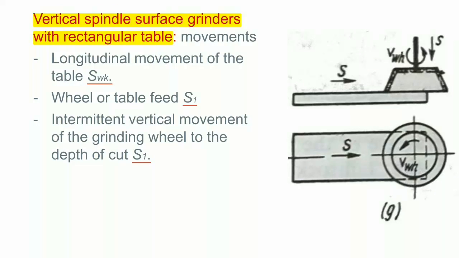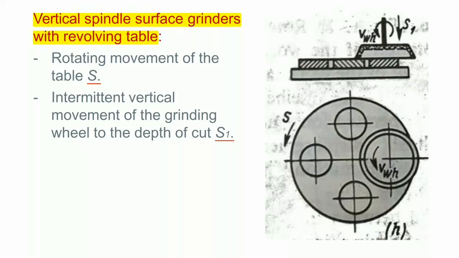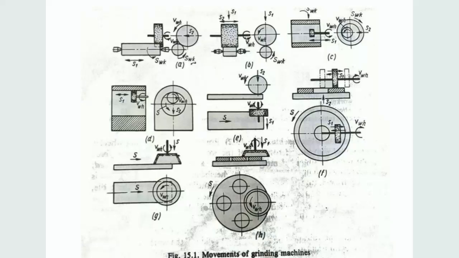Vertical spindle surface grinders with rectangular table: longitudinal movement of the table as WK, wheel or table feed S1, intermittent vertical movement of the grinding wheel to the depth of cut S1. Vertical spindle surface grinders with revolving table: rotating movement of the table as WK, intermittent vertical movement of the grinding wheel to the depth of cut S1. Here all these figures are drawn together, and this is the figure of movements of grinding machines.